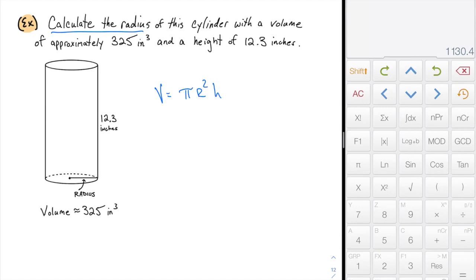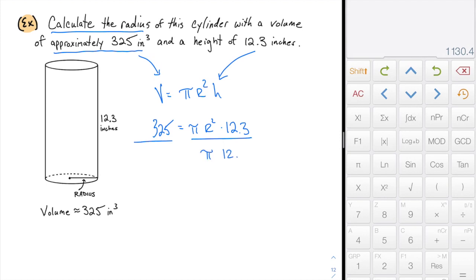This time it gives me an approximate volume. That's fine. So 325 is my approximate volume. The height is 12.3, so I'm going to put 12.3 in here. So pi times radius squared times 12.3. I'm still going to just solve for my r. So I'm going to put on the bottom pi, because I want to get rid of pi, and I want to get rid of the 12.3. So I'm going to divide by those two things.